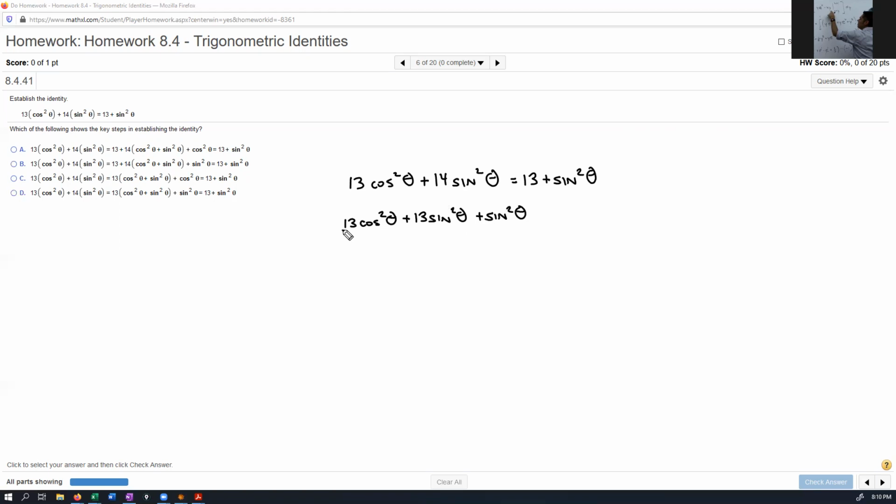And now if I look at just these two, they both have 13 in them. I can pull a 13 out. I'm left with 13 times cosine squared theta plus sine squared theta, and then plus sine squared theta. And cosine squared theta plus sine squared theta is a 1. So this just turns into 13 plus sine squared theta, and that's the right-hand side. And so we are happy.